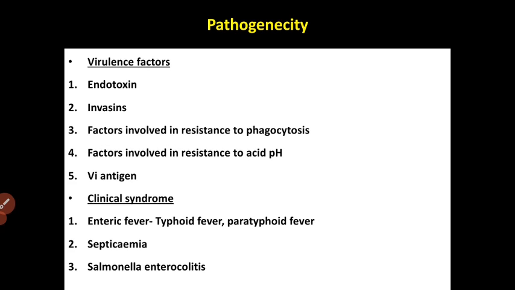Now, factors which are involved in the resistance to phagocytosis. Several secreted factors enable the bacteria to survive inside phagocytic cells. Now, Salmonella is a facultative intracellular organism. Please remember. Understood? Catalase and superoxide dismutase protect the bacteria from intracellular killing by neutralizing oxygen radicals.